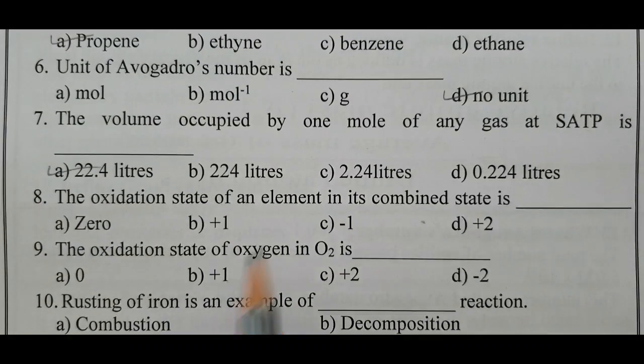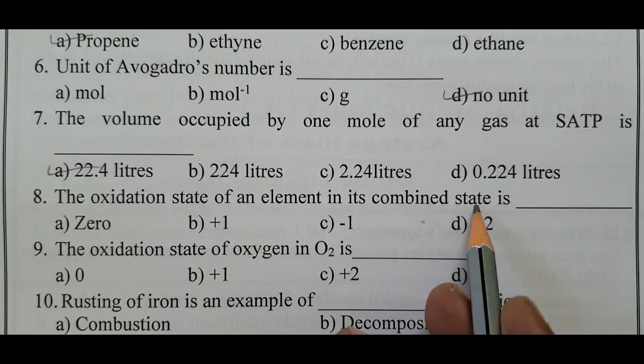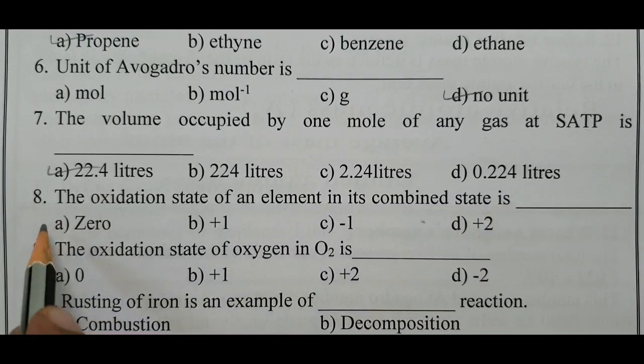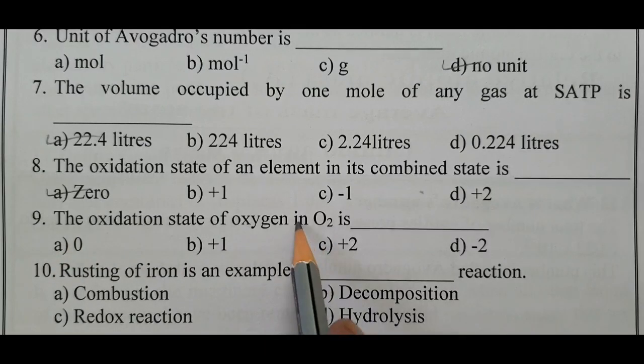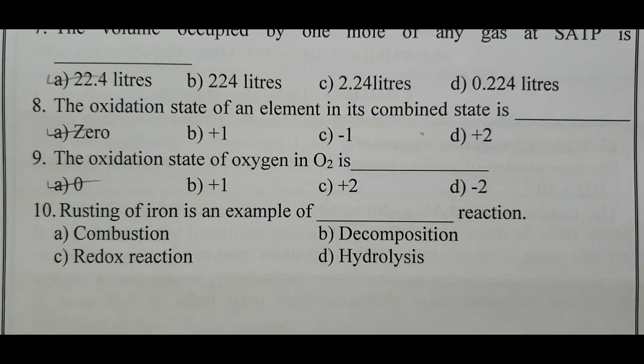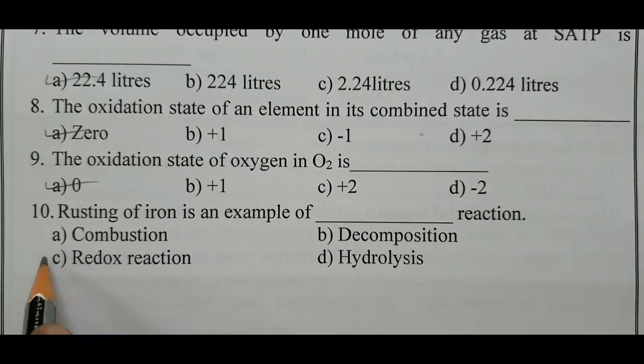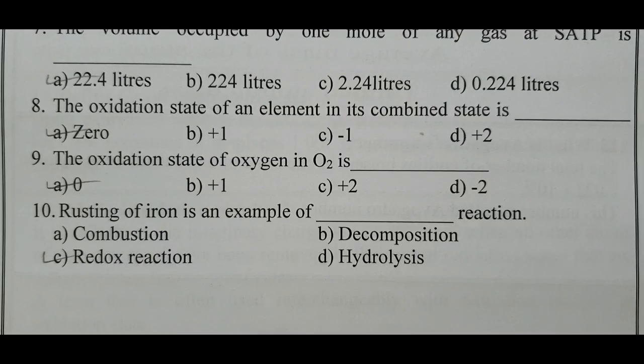The oxidation number of an element in its combined state or free state is taken as 0. The oxidation number of oxygen in O2 is 0. Homogeneous diatomic molecule, oxidation state equal to 0. Rusting of iron is an example of redox reaction. This is the one word part.